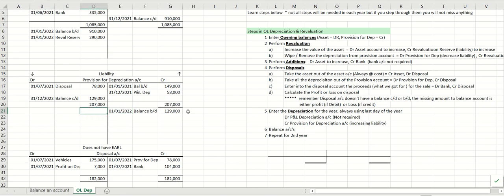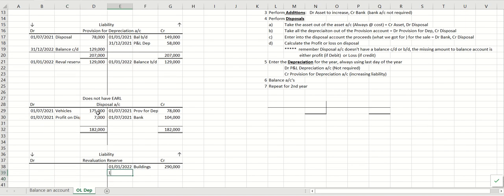So we're going to get rid of this by reducing the account. In a liability account, you do that by putting it on the debit side. So whatever the value in my provision account, I'm taking it out of there, reducing it, putting it to the reval reserve. So I'm debiting this to make it smaller, and I'm putting the opposite amount into the revaluation reserve to complete my double entry. 129,000.